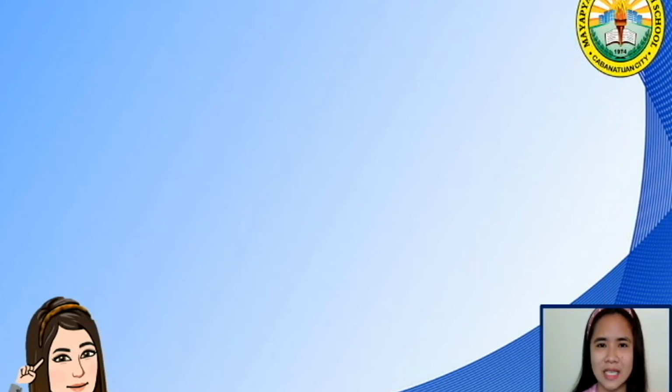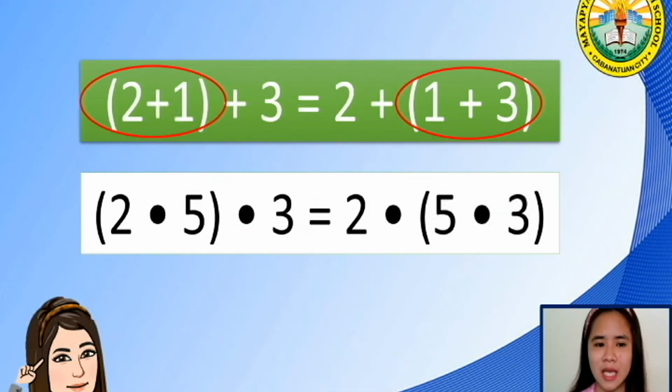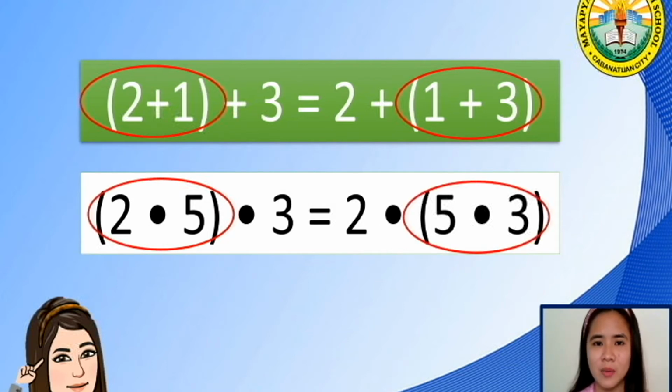Let us have an example. 2 plus 1 plus 3. We can group the numbers in different ways to get the sum. We can group 2 and 1, or we can group 1 and 3. But changing the groupings will not affect the sum. You will get 6 in both examples. Same goes with 2 times 5 times 3. We can group 2 and 5, or we can group 5 and 3. But we will get the same product, which is equal to 30.